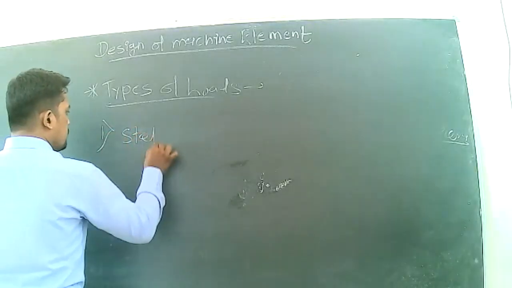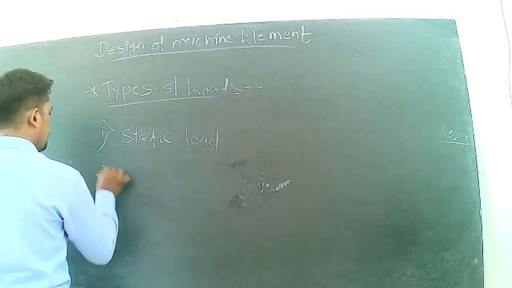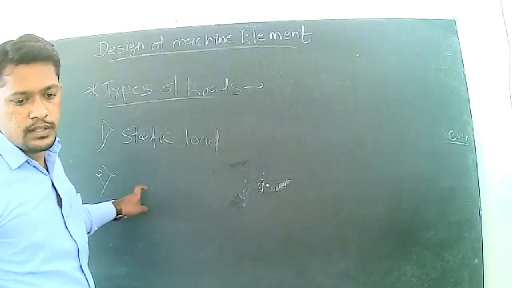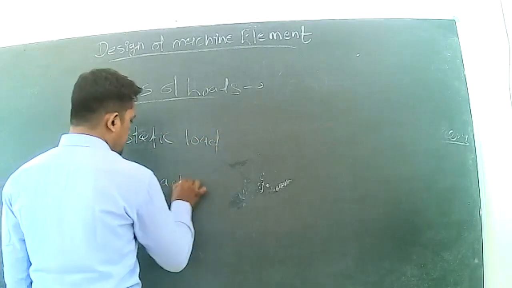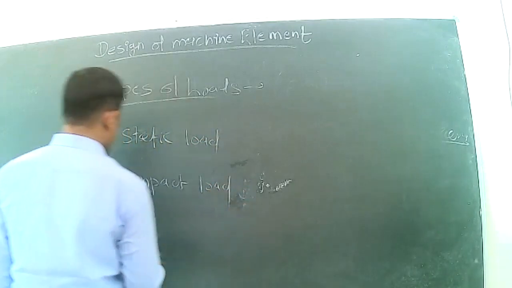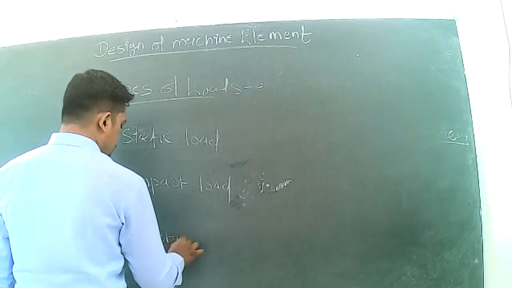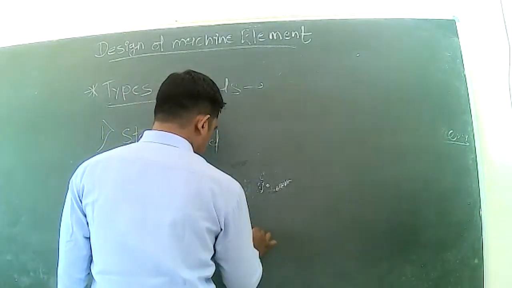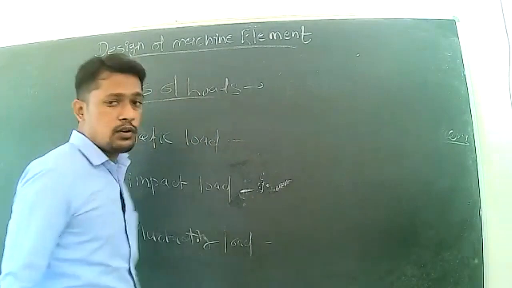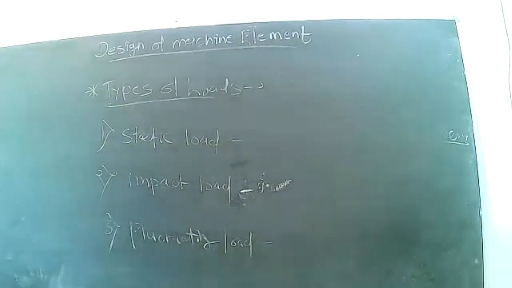First one is static load, second one is impact load, and third one is fluctuating load. There are basically three types of loads.